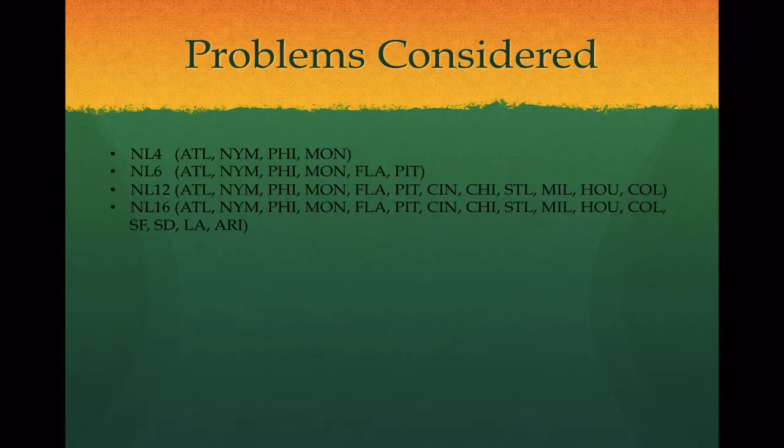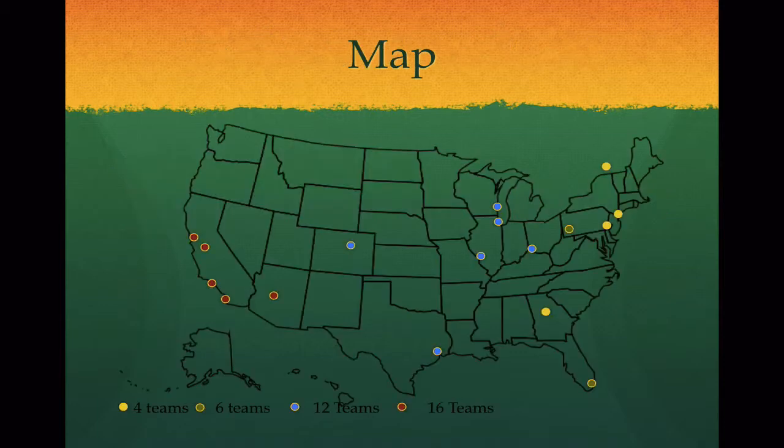For the problems that I considered, the National League of Major League Baseball, and then I considered subsets of these problems, which consisted of 4, 6, 12, and 16 teams, as shown here. Here's a map kind of depicting exactly where these teams are located.